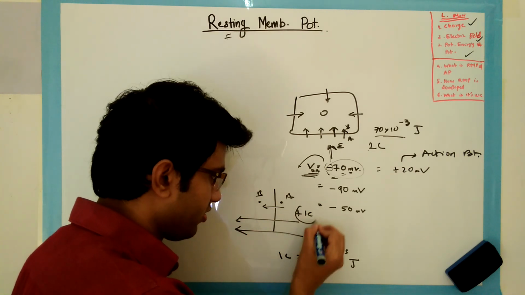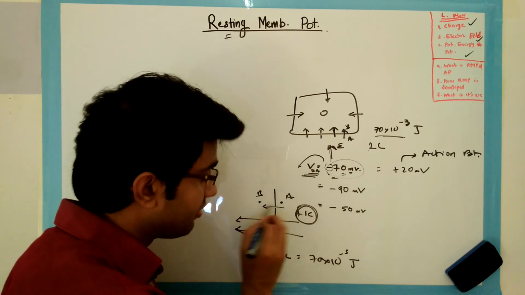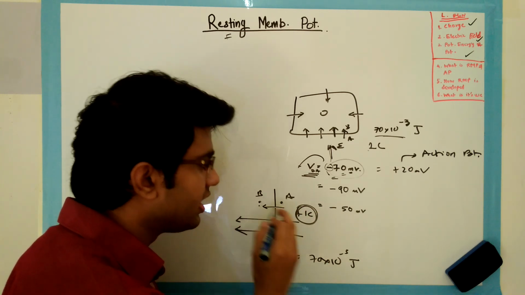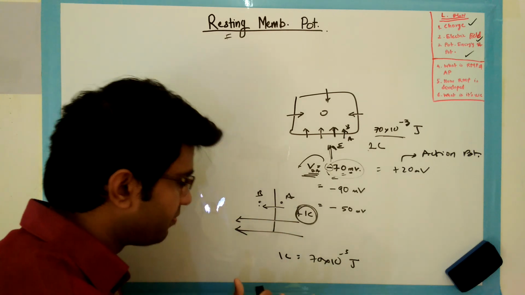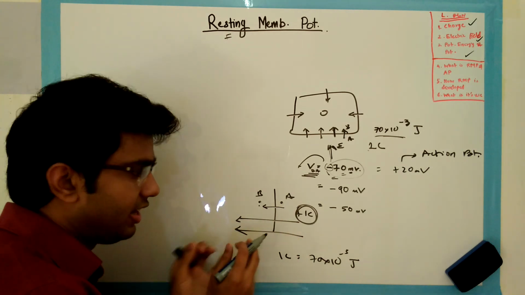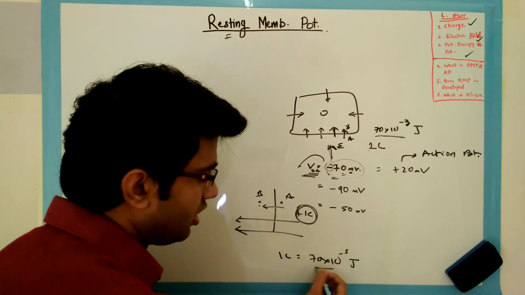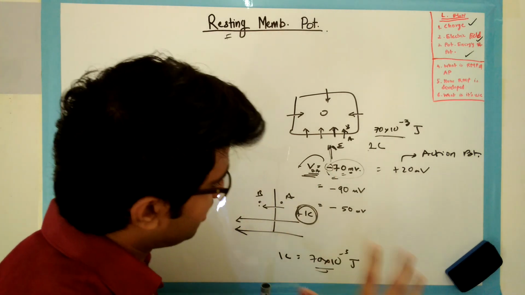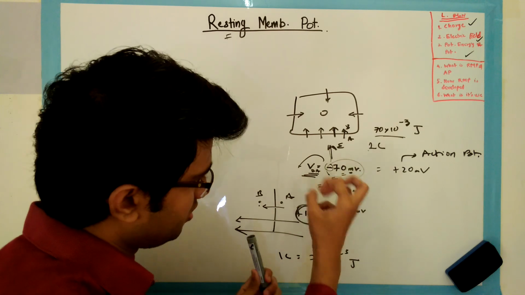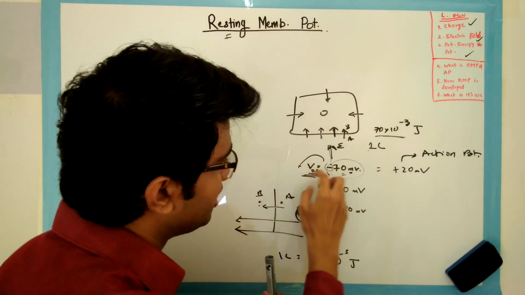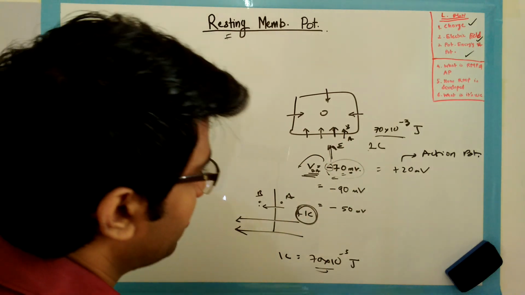If I'm moving 1 coulomb charge from point A to B and it is releasing energy, that means the electric field must be in this direction. That is, it should be pulling it. That's why it is releasing energy. So now you can actually see the actual meaning of potential and electric field, right?